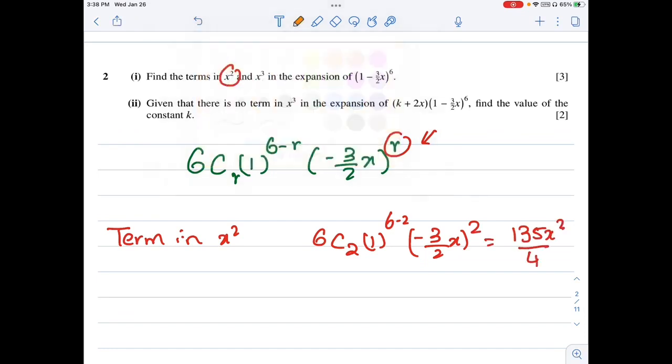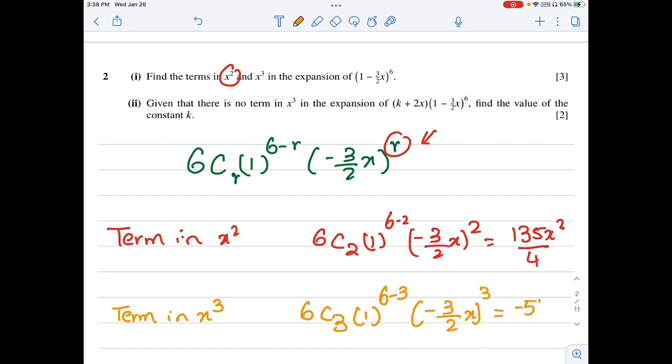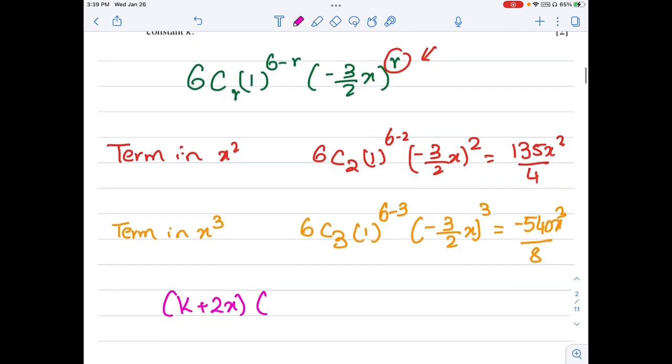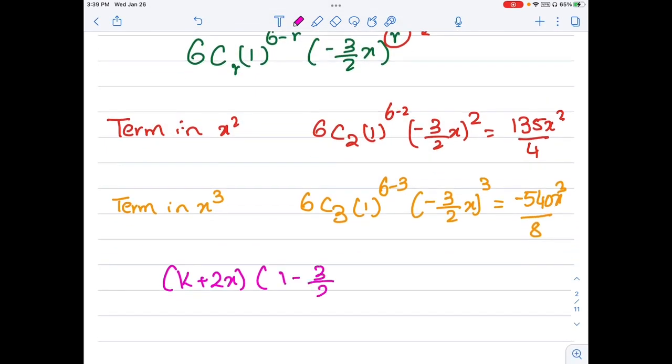Next I want x cube. So term in x cube. So r value should be 3, 6C3, 1 to the power of 6 minus 3, minus 3 upon 2x whole to the power of 3. Use the calculator, you should be able to get the answer minus 540 x cube upon 8. Given that there is no term in x cube in this expansion, find the value of constant k. So what is that expansion? K plus 2x times 1 minus 3 upon 2x whole to the power of 6.